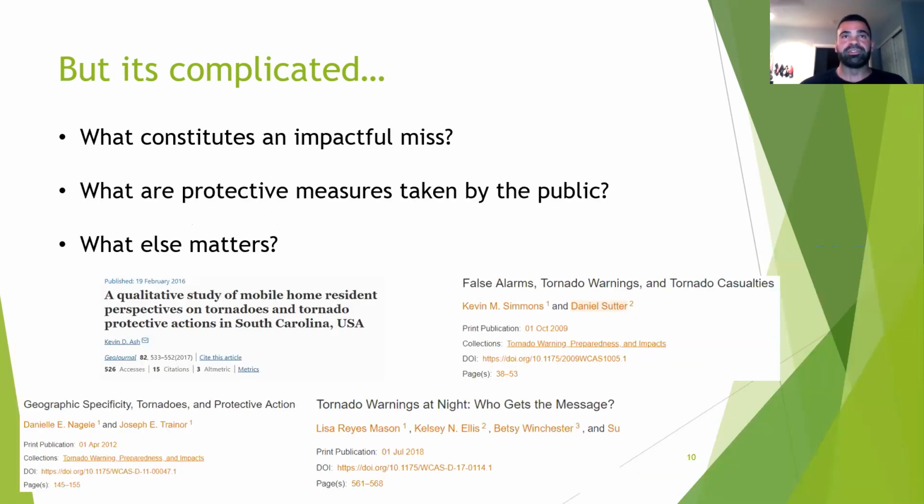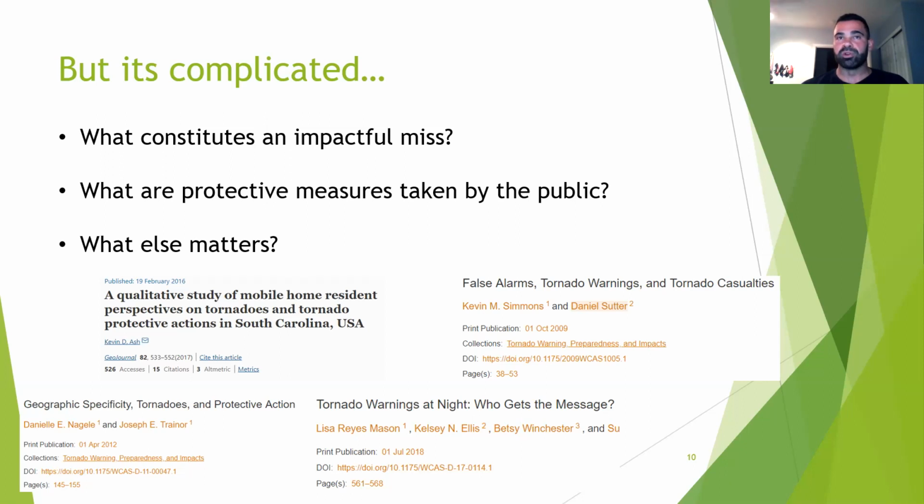So I'm performing this analysis to try to protect people. With that in mind, it's important to define what makes a missed forecast impactful. Tornadoes in areas with no people don't have the same impact as tornadoes that strike large metropolitan areas. I've included images of papers to show that there is significant research around how people react to tornado warnings. There's many factors that influence how people respond to a tornado warning.